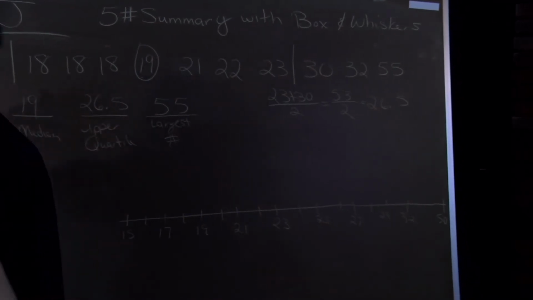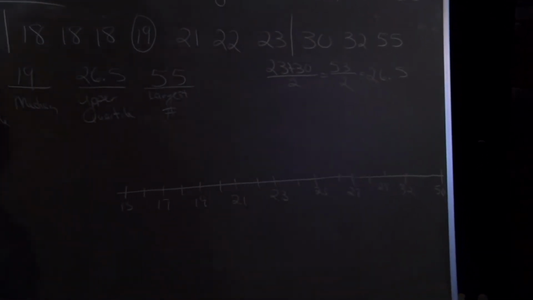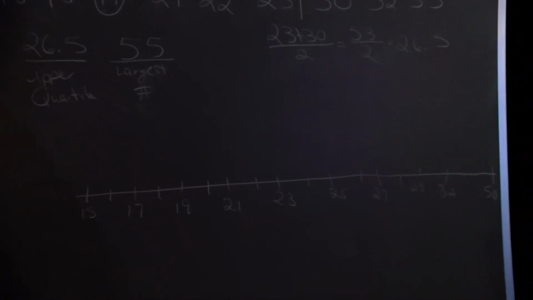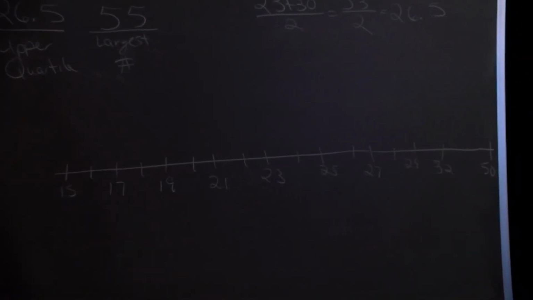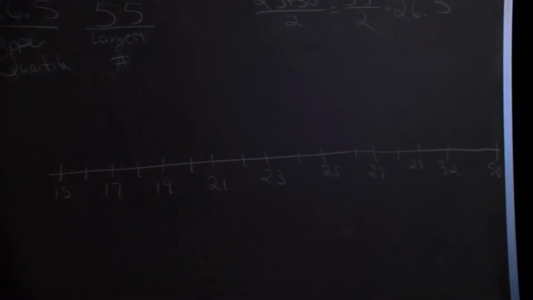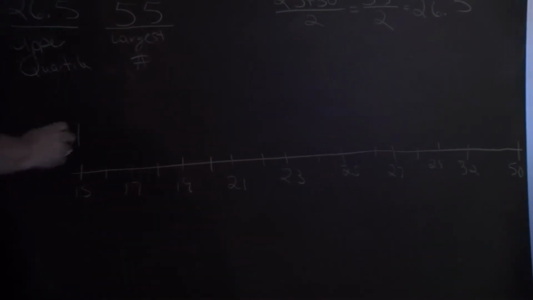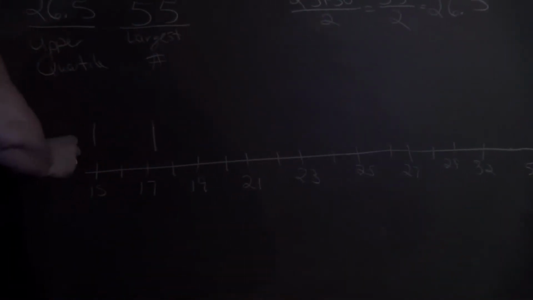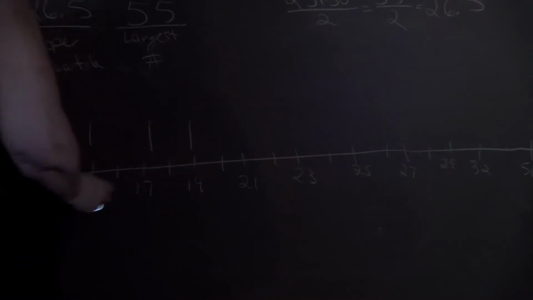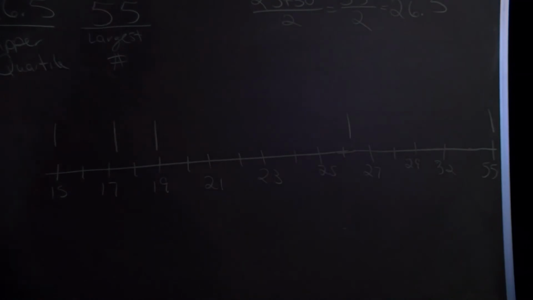Now, above each value, you use your 5-number summary and you draw a vertical line. So on 15, we draw a vertical line. And then 17.5, 19, 26.5, and 55. So you'd have all your values.